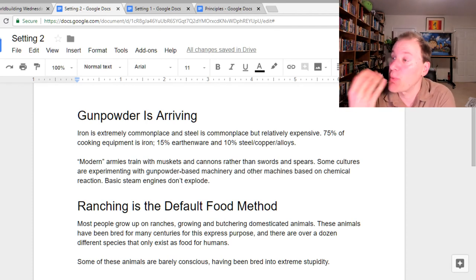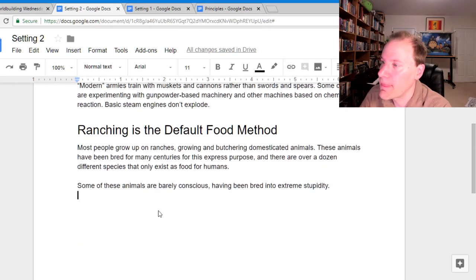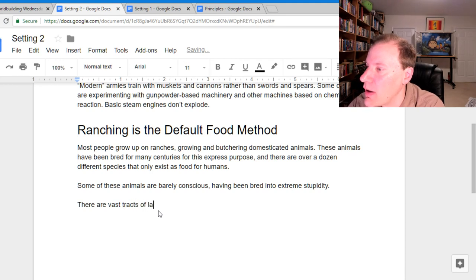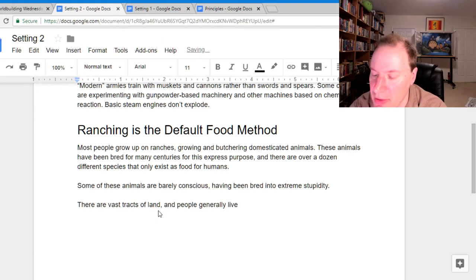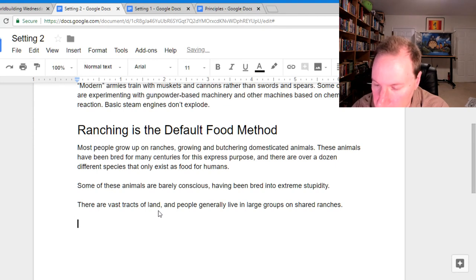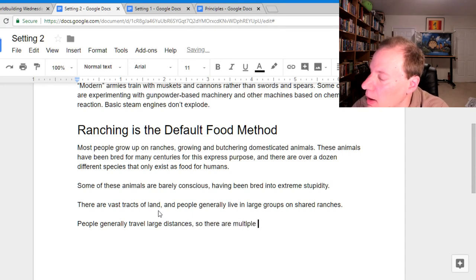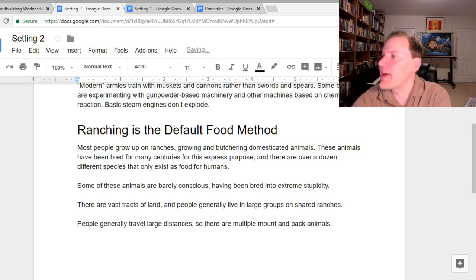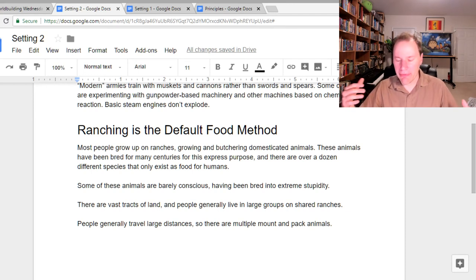But one of the interesting things about that, not necessarily advantages, is that ranches require land. So this means there are vast tracts of land, and we'll say people live in large groups on shared ranches. So instead of one family on a 1,000-acre ranch, you're going to have a few families all working the same 1,000-acre ranch. Which further means people generally travel large distances, so there are multiple mount and pack animals. So here's our first big difference between the other setting, in a way that has grown out of that setting instead of something that we set up in the beginning.